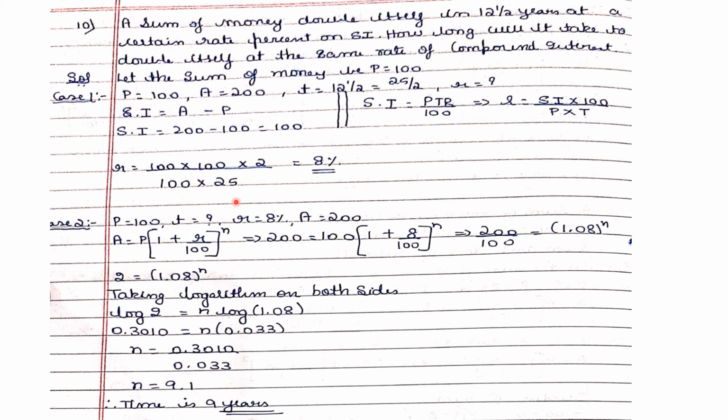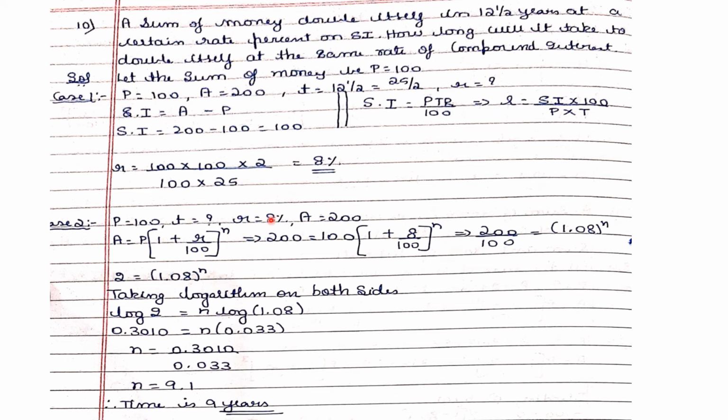So in denominator you are not supposed to write 2, so that is why we have written in numerator as 2, so it will become 25 by 2. So if you are taking 12.5, you will write as 100 into 12.5, so however you want you can write. So it will become 8%.